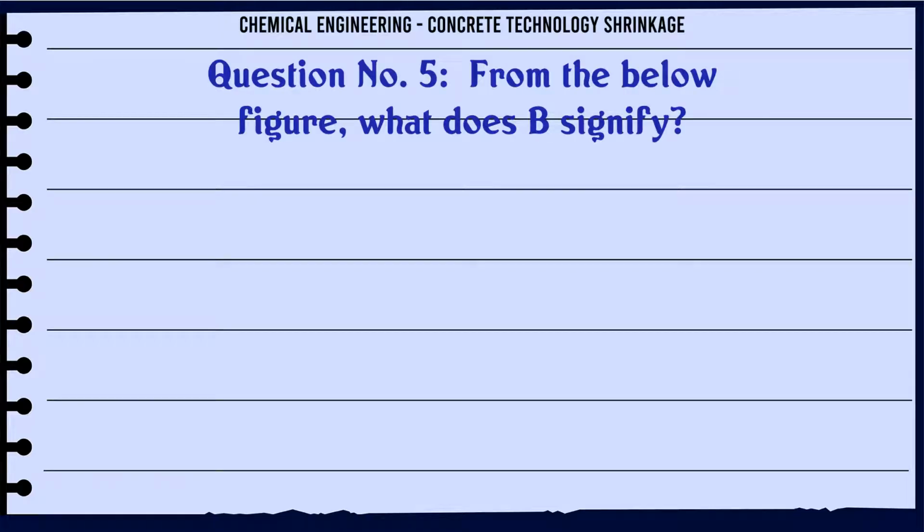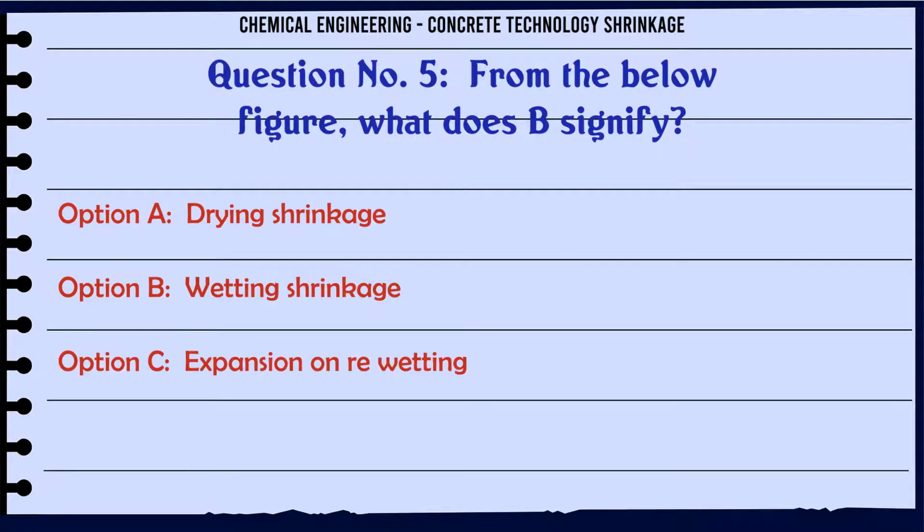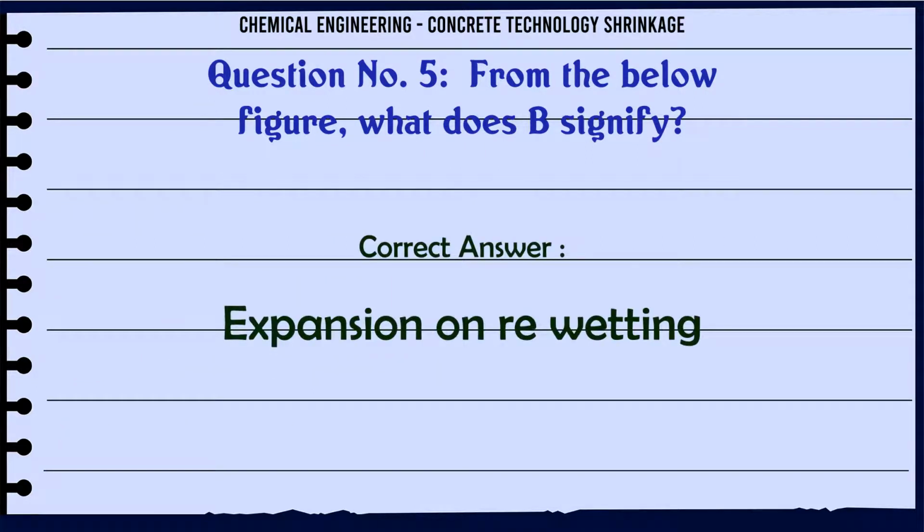From the below figure, what does B signify? A. Drying shrinkage. B. Wetting shrinkage. C. Expansion on re-wetting. D. Contraction. The correct answer is expansion on re-wetting.